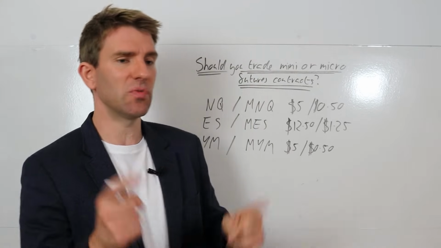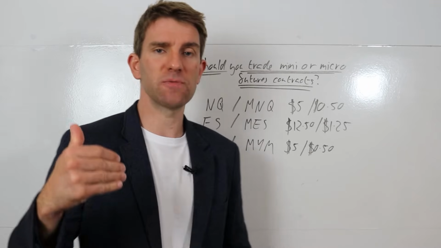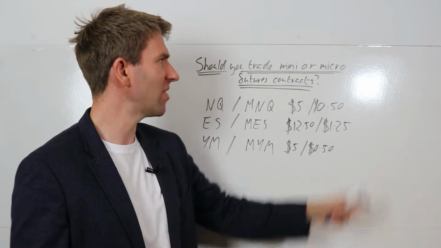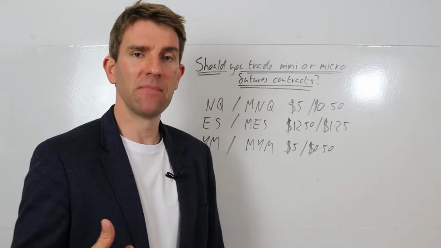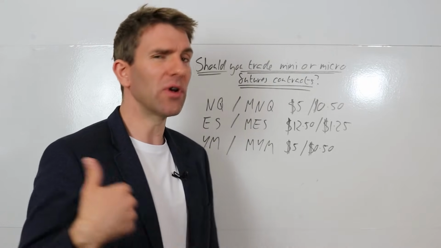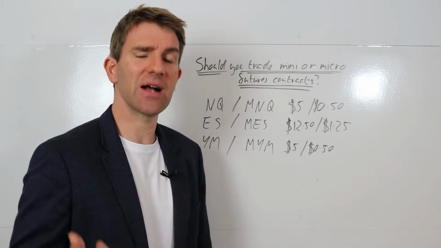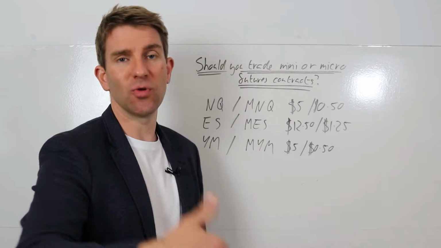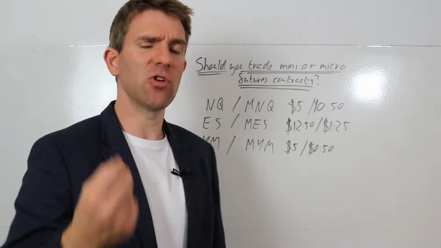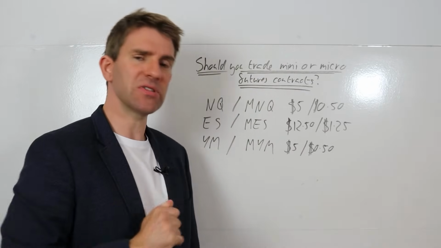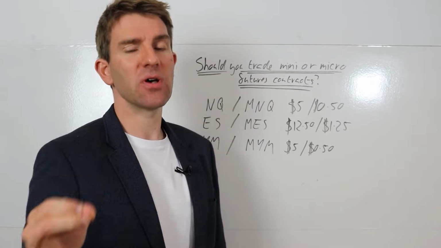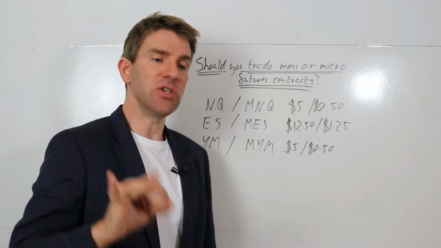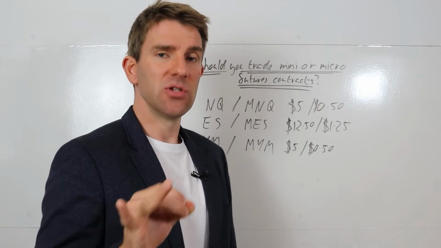So you've got this decision where you go, okay, to get the same exposure, I need to trade 10 contracts of the micro for one mini. And that's going to cost you a lot more in commissions. And so if you're very, very active and you're trading 10 lots when you could be getting away with one, that's going to really increase your commission bill. So that's the downside. But the upside of trading the micro is that you get the flexibility to scale in and out.